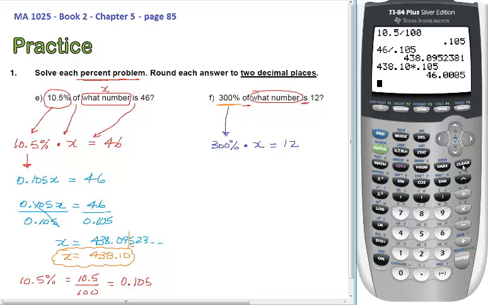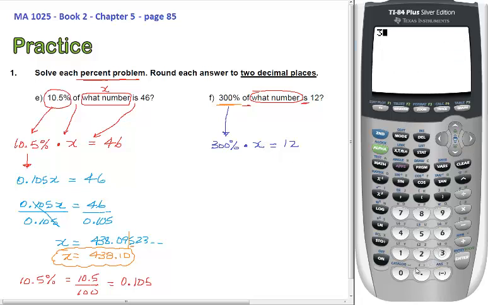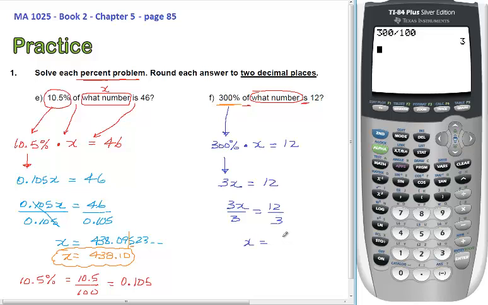Now how do you change 300% to a decimal? Well, 300 is going to be quite large. It's going to be over 1. Anytime it's 100%, it's 1. 200% is 2. 300% is 3 when you change it to a decimal, because you simply divide by 100, and that's 3. And then multiplied by x means 3 times x equals 12. And of course we simply divide each side by 3, and we get an answer of 4.